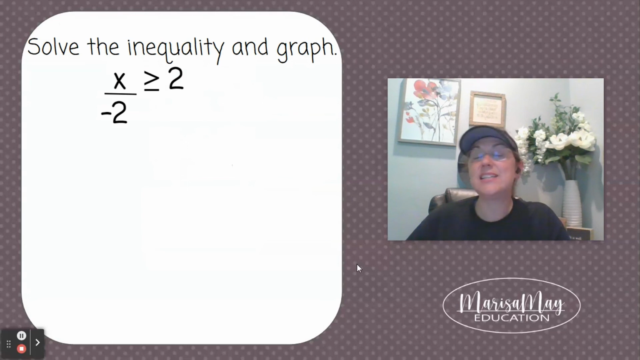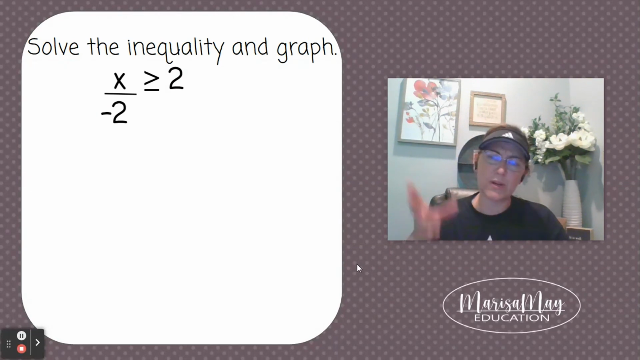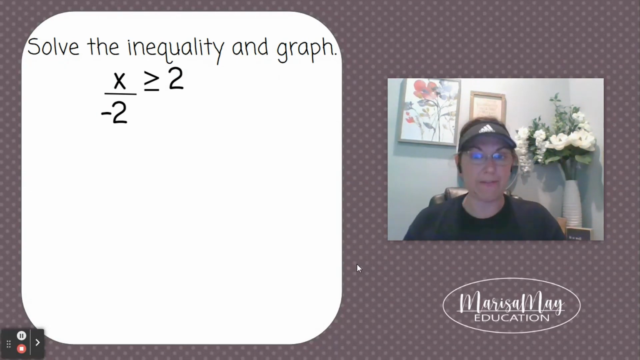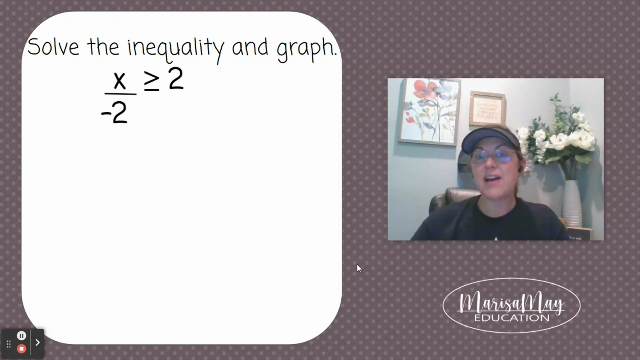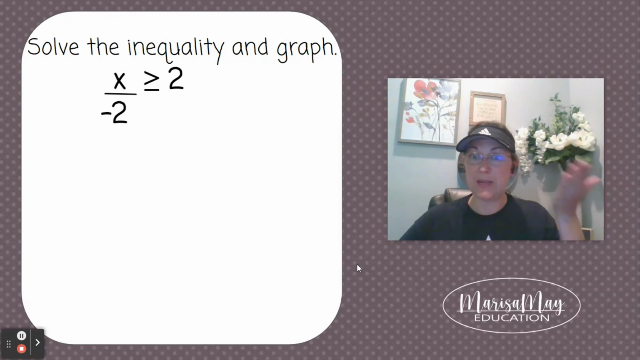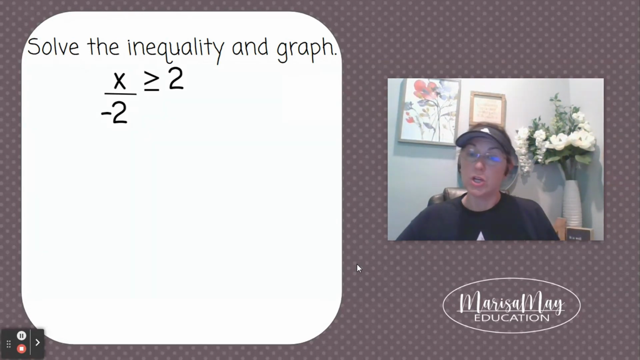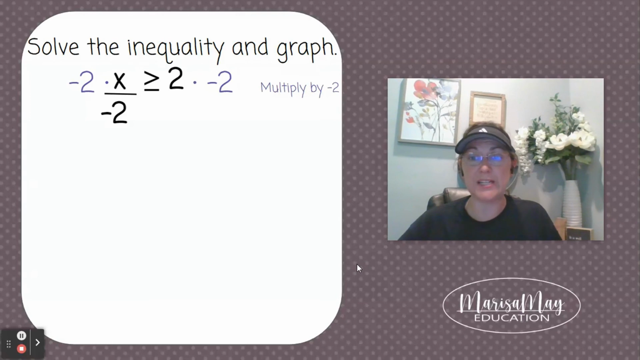All right, let's take a look then at this inequality. We're going to solve it, and then we're also going to graph. So we have x divided by negative 2 is greater than or equal to positive 2. So what's happening to the variable? It's being divided by negative 2. So we're going to do the opposite of dividing by negative 2, which is to multiply. So I'm going to multiply both sides by negative 2.